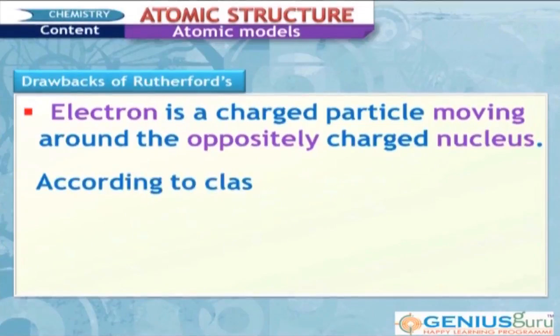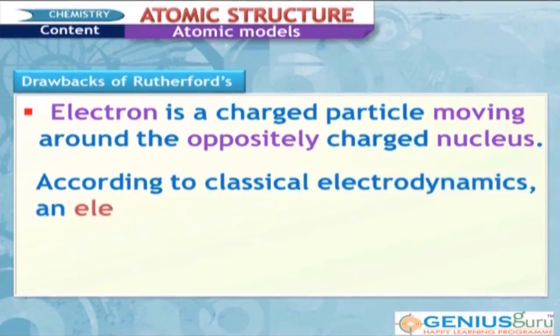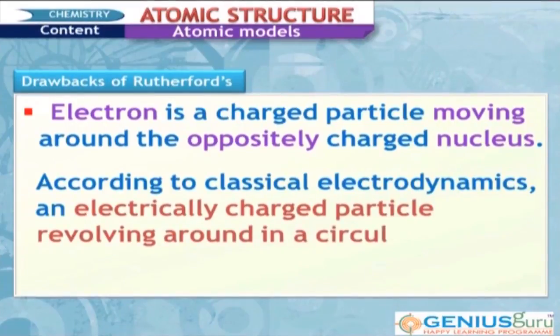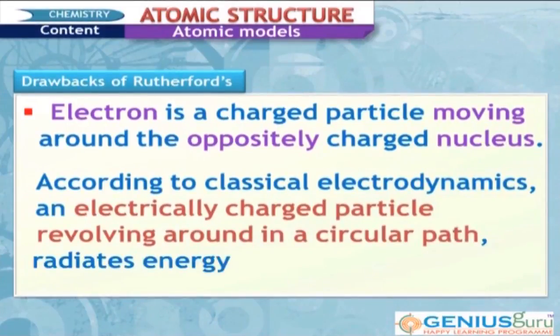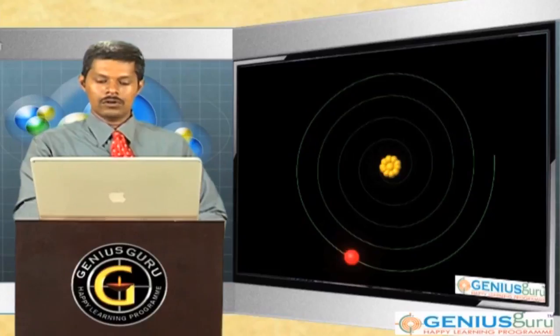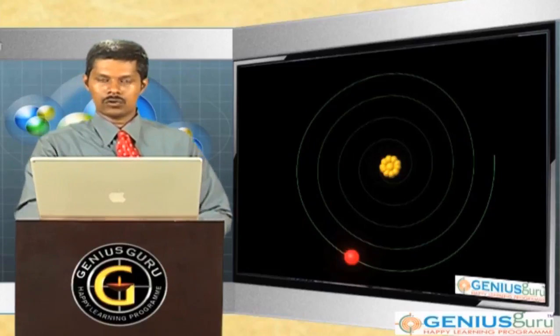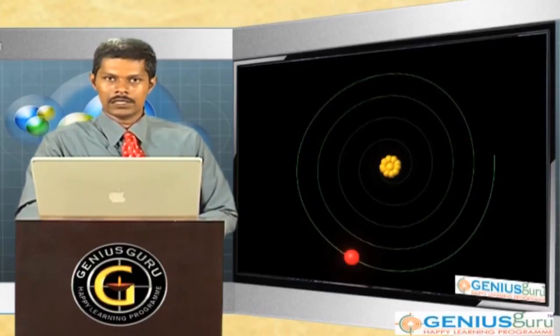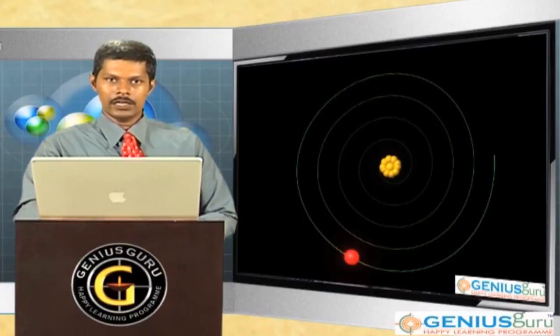According to classical electrodynamics, an electrically charged particle revolving in a circular path radiates energy continuously. We know in physics we have electrodynamics. Whenever a charged particle is moving around the nucleus, definitely at any cost it will lose its energy. At any cost it will fall into the nucleus.